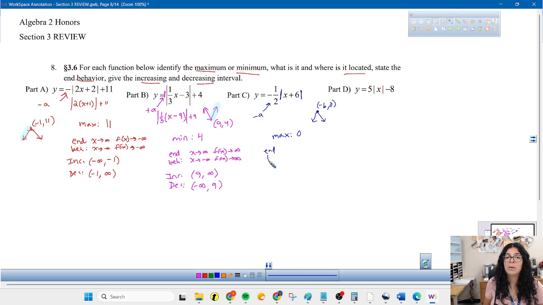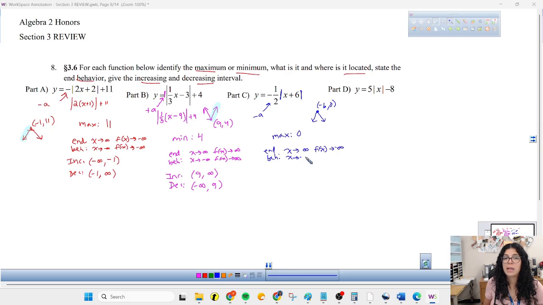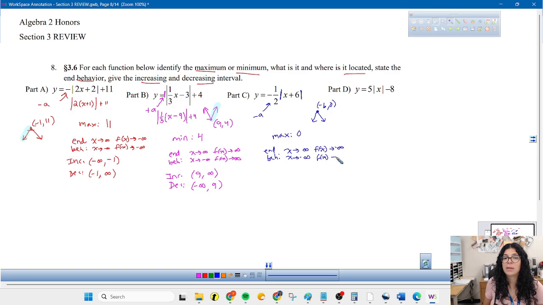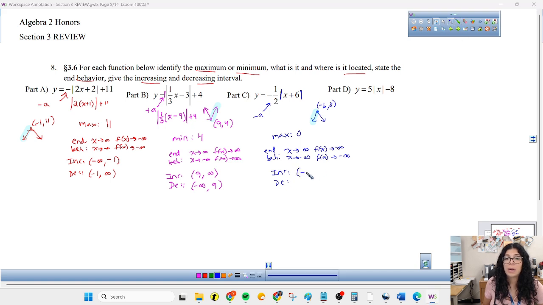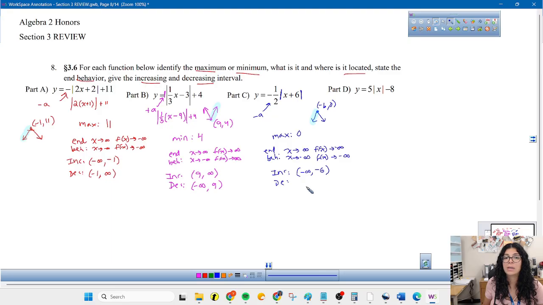We have our end behavior matches the same end behavior of part A, which is both ends down. So as x approaches positive infinity, on the right side, this goes down to -infinity. And as x approaches -infinity, on the left side, f of x also approaches -infinity. Both ends are going down at negative infinity. And then the increasing and decreasing, this one, since it is facing down, the increasing is that left side of the absolute value. So from negative infinity till the x value of the vertex, -6, it's increasing. And from -6 to infinity, it is decreasing, because that's the part that is going down.